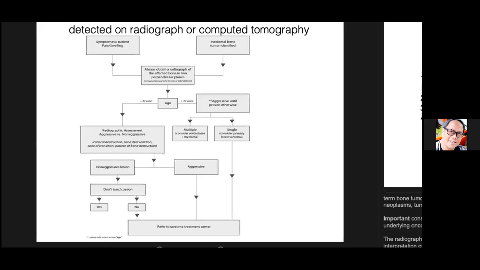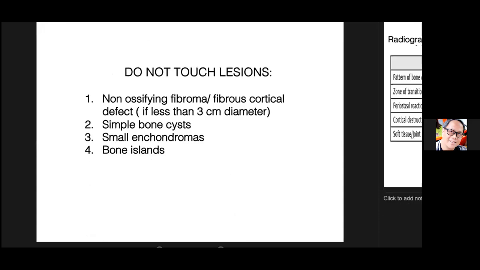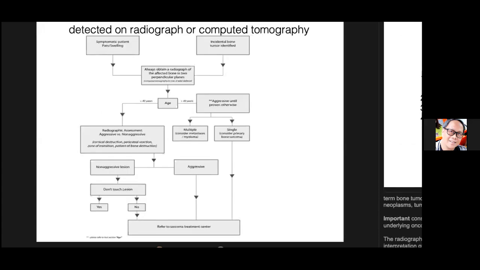Then, of course, if it turns out malignant, you would have to find out the extent of the involvement. Sometimes you may be seeing only metastatic lesions, but you may need to determine where the primary is. Okay, so the do not touch lesions.